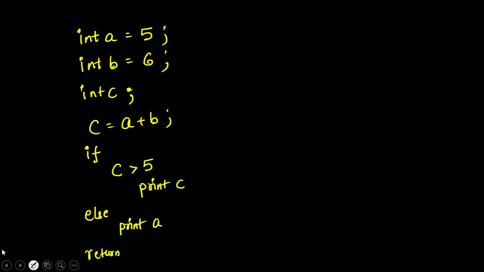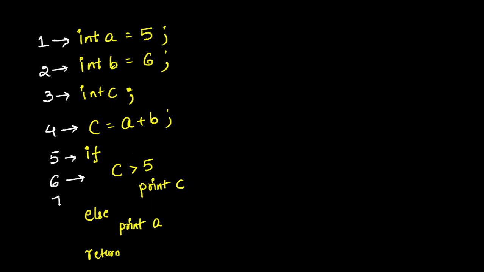ठीक है. Now what we'll do, we'll number the statements. Let's say I'm naming them as statement number 1, 2, 3, 4, 5, 6, 7, 8, 9, 10. What this is doing, we have initialized A with value 5, initialized B with value 6, we have a variable C equal to A plus B. Okay, now we'll have the condition if C is greater than 5, we'll print C, otherwise we'll print A. Okay, now this is your program.